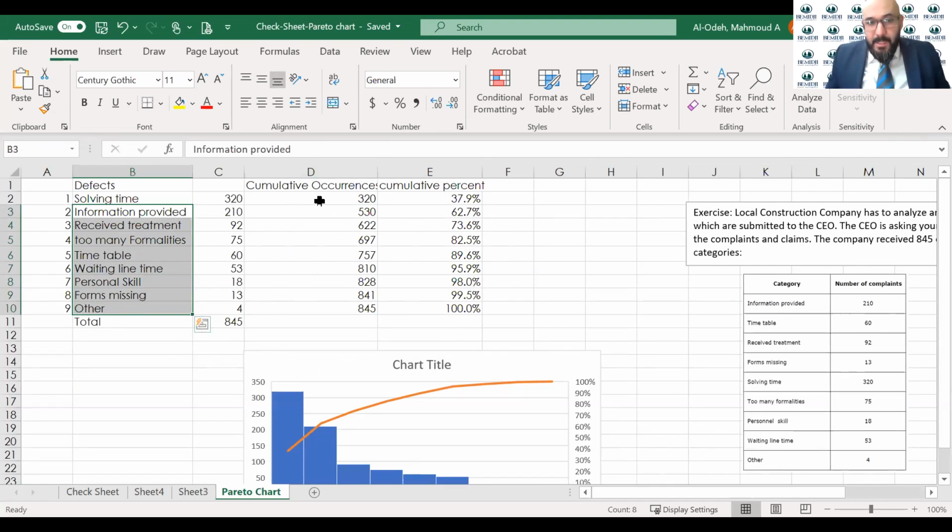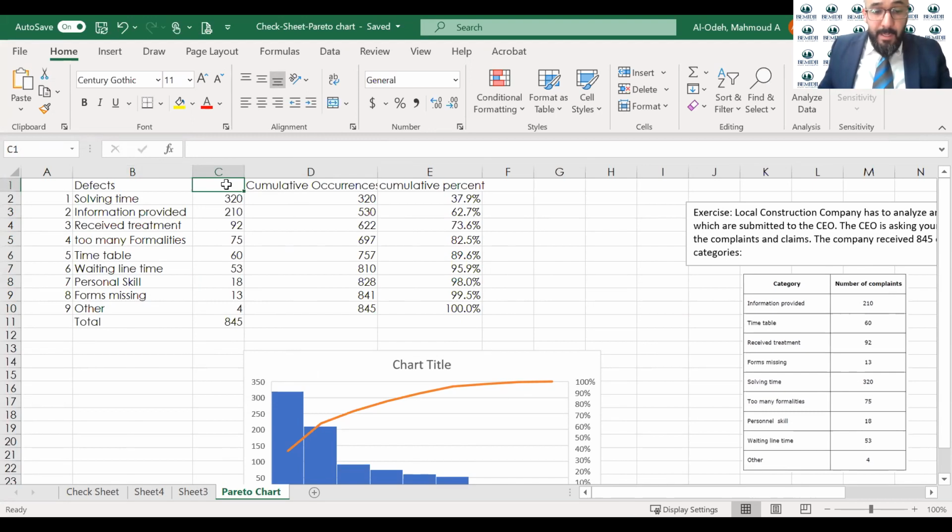Now the next step would be to create the cumulative occurrences. How would we create the cumulative occurrences? You start with this number, occurrence number one, and you add to that the one before it. In the sense, this is the first one, there's nothing before it. So far we have 320 defects.